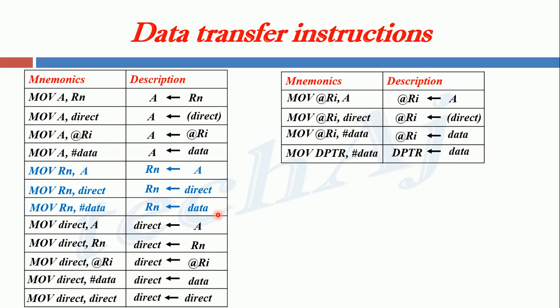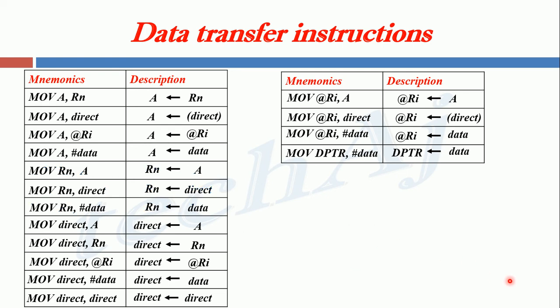Always remember that the data transfer between the registers Rn and @ri is not possible. Also, the data transfer within the registers of Rn, that means any registers R0 to R7, we cannot transfer the data among these registers. So these two are not allowed in an 8051 microcontroller.